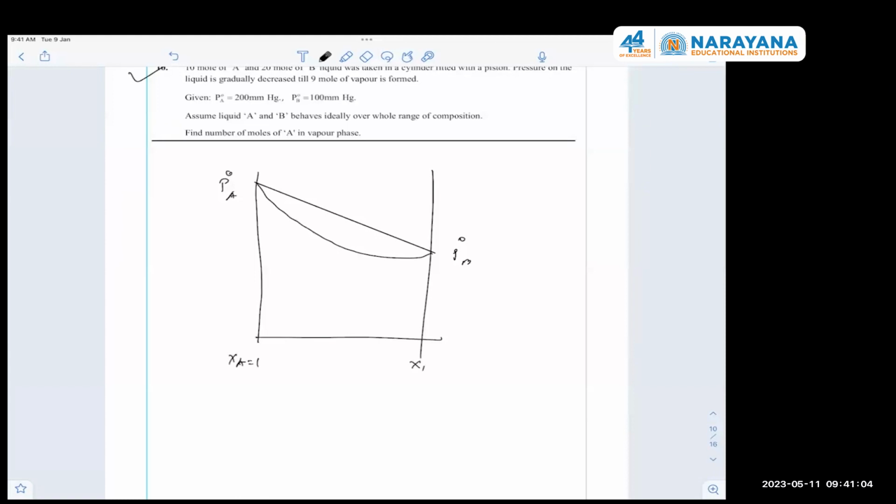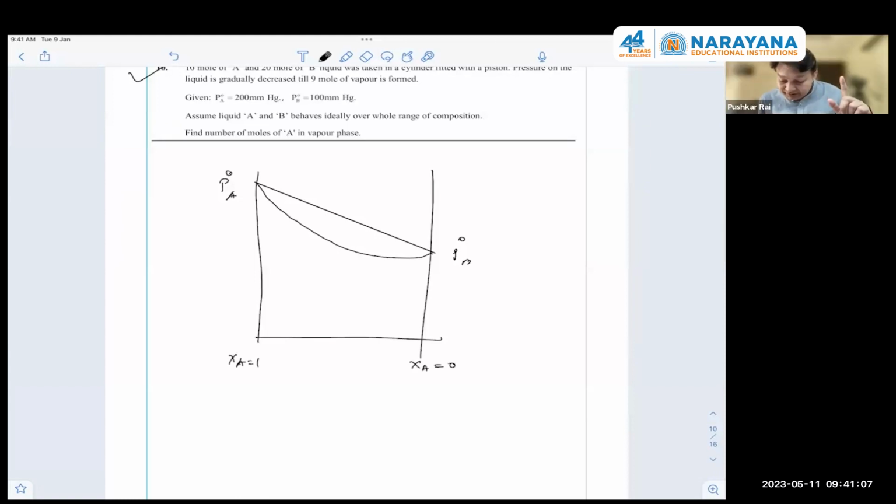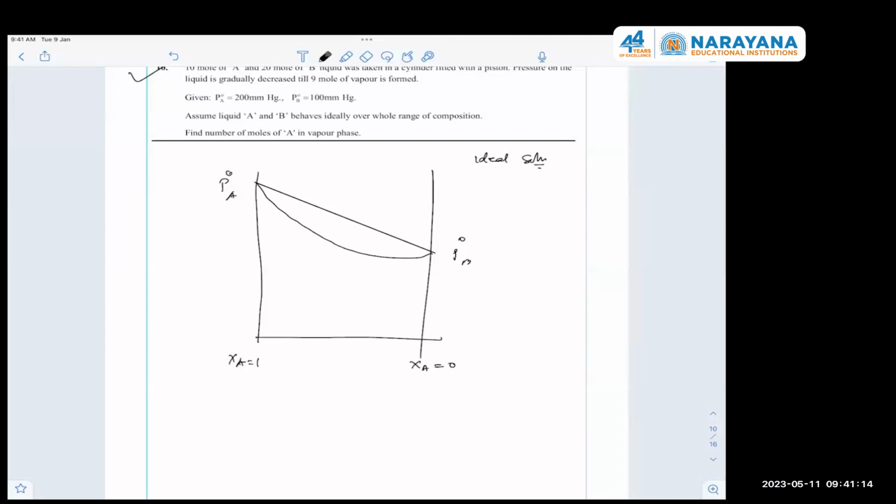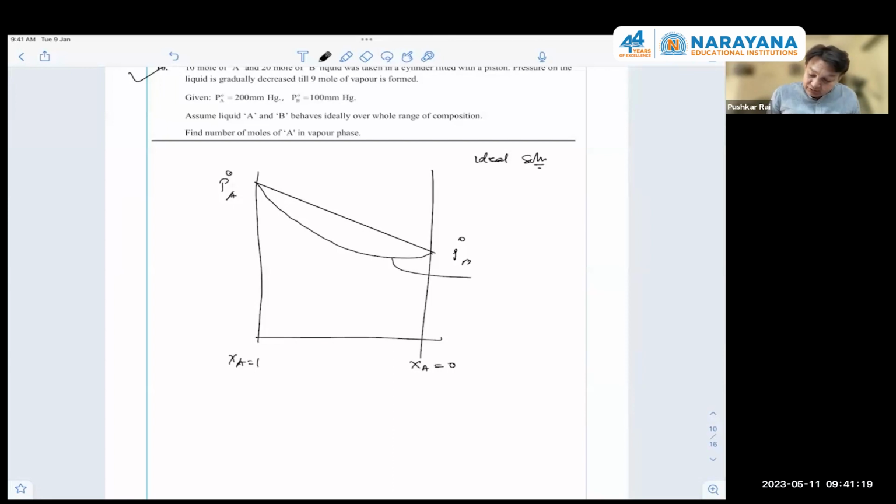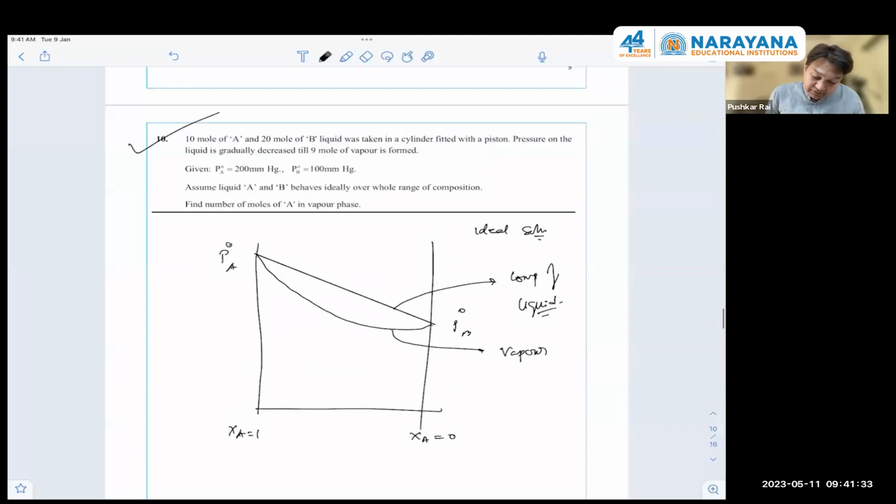Negative deviation. No, that's not negative deviation, beta. This is an ideal solution. No, sir, the curve which is coming down. No, that is not negative deviation. This is telling you the composition of vapor. And this is giving you the composition of liquid. This question belongs to the ideal solution. Find the number of moles in the vapor phase. Assume liquids A and B behave ideally over the whole range of composition.